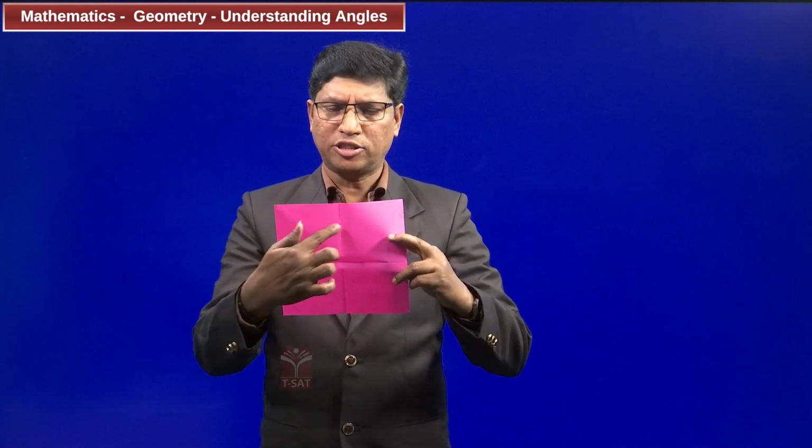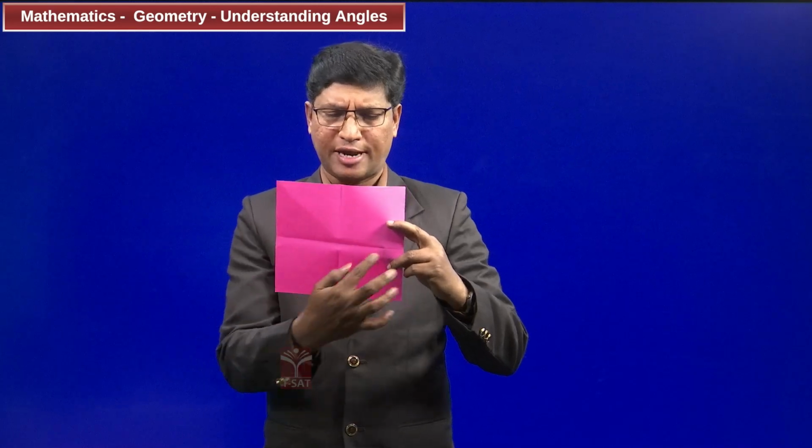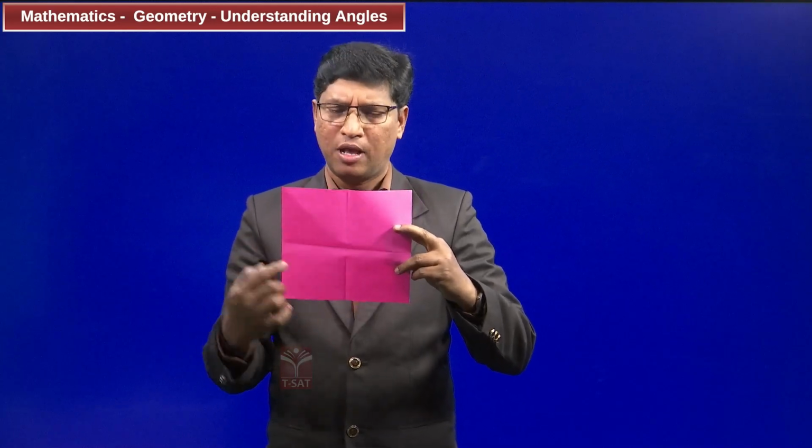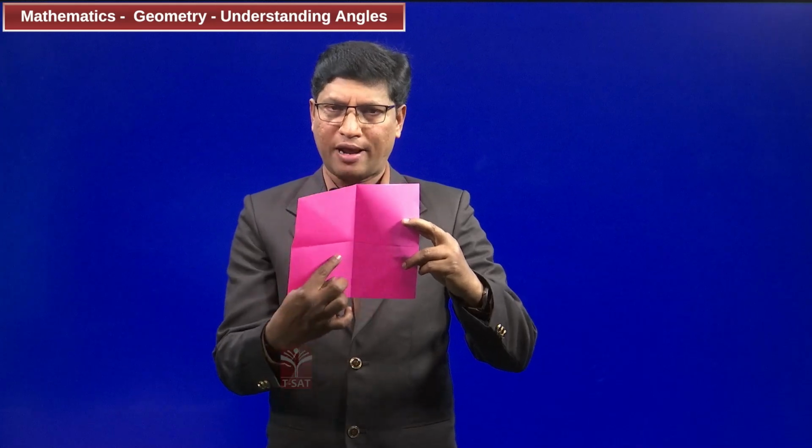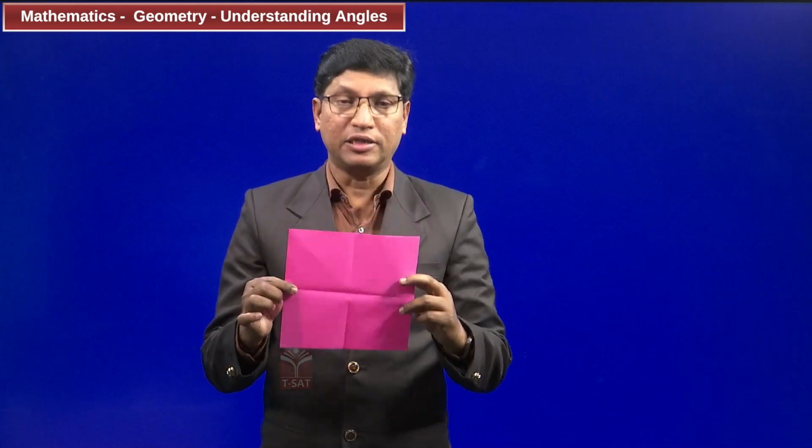So here the angles are formed. If you consider this as a line segment and this is another line segment, there are 4 angles formed here, right? Now these 4 angles are right angles.